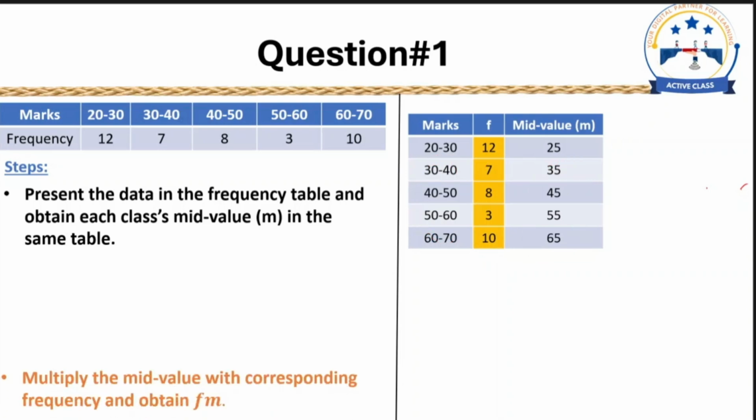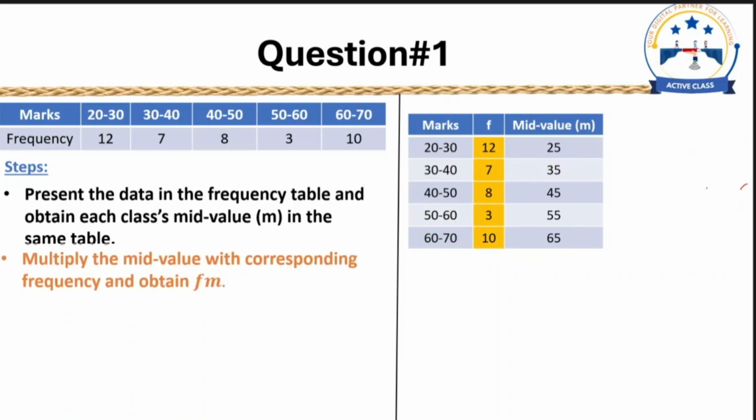Now let's move to the second step. Multiply the mid-value with the corresponding frequency and obtain FM. Here we multiply this mid-value 25 and its corresponding frequency 12 and write it over here. That will be F times M, which is FM. Let's do it for all the data.